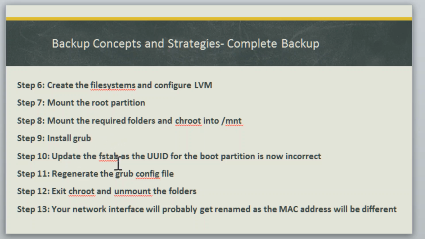Then you update the fstab, the file systems table. Remember that? You're going to have to change the UUID for the partition since we now have a different one that we're going to be using. And you're going to have to regenerate the GRUB config file. After you're done with that, you can exit the chroot and unmount the folders. Your network interface is probably going to get renamed, as the MAC address is going to be different.